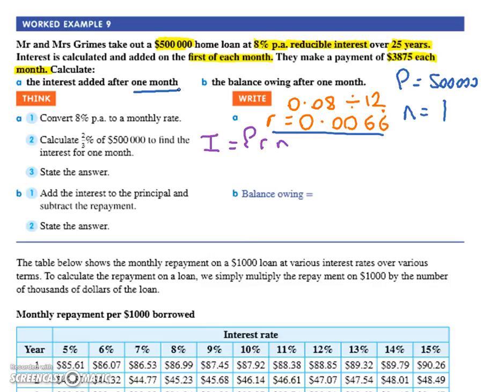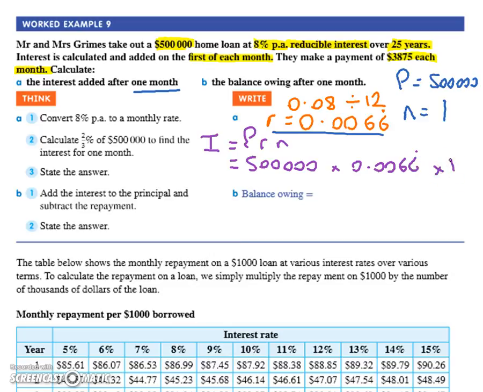All right. So now we can sub in. We've got our formula. We've got what we know. Sub in. So I equals 500,000 times 0.0066 repeater times 1. You don't have to write the 1. It's pretty obvious.